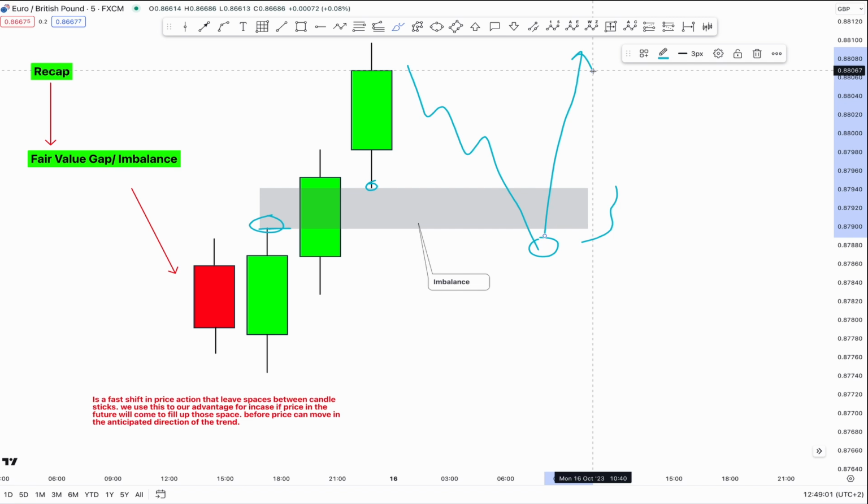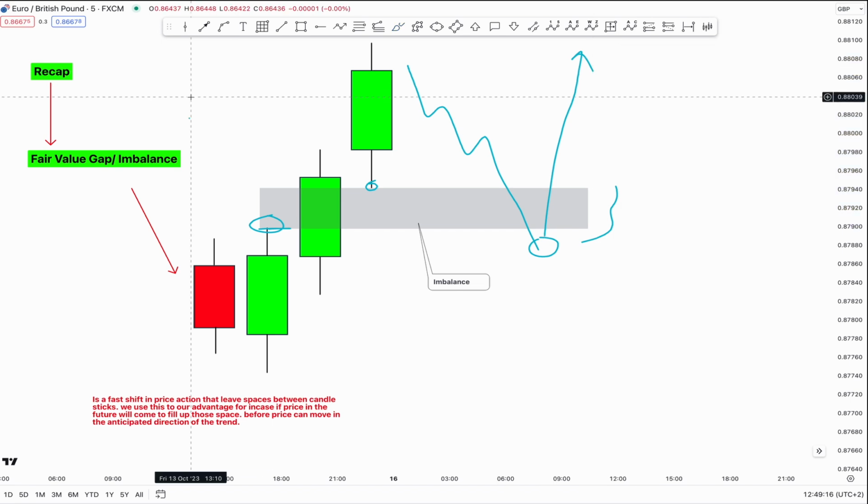We can also use fair value gaps to predict the market and do our analysis better. This one is pretty easy to understand. You just have to go into the market, and you will see this fair value gap happening in real time. So let's move on to another recap.